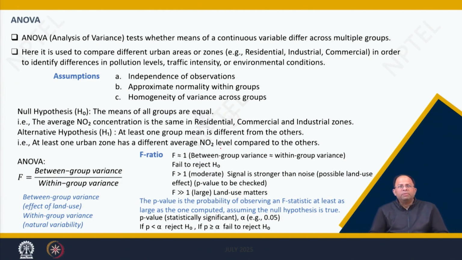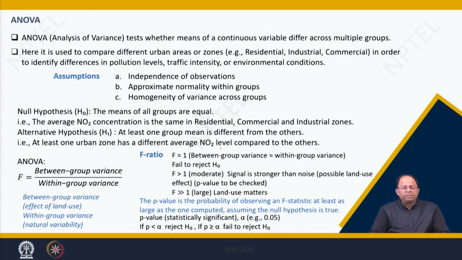Now, the full form of ANOVA is analysis of variance. It tests whether means of a continuous variable differ across multiple groups. So if I've got many groups of data, are the average values different from each other, and is it statistically different also? It is not like just looking at it and saying it's a little bit different, then it's not right. Why? Because sometimes the variation within the group is different from the variation among the different groups. So that is what we are trying to understand.